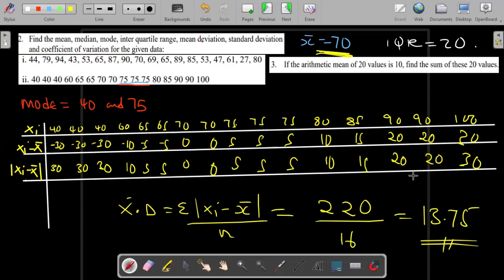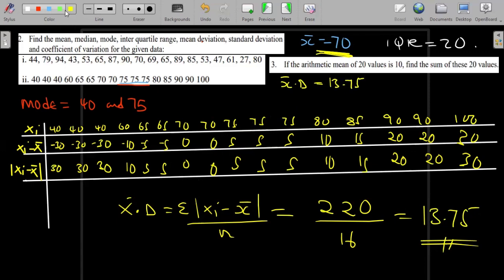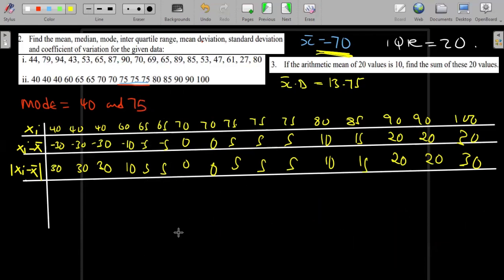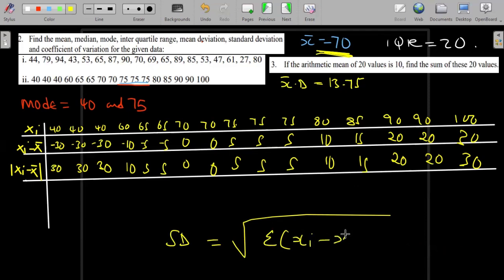Okay, no question. And then we can now find the standard deviation. So mean deviation, let's write it somewhere on top here. So mean deviation is just going to be equals to 13.75. Okay, so from this, we can now find the standard deviation. So the standard deviation is given by this formula. So SD is equals to the square root of the summation of xi minus x bar, which is the mean, squared, then divided by n minus 1.